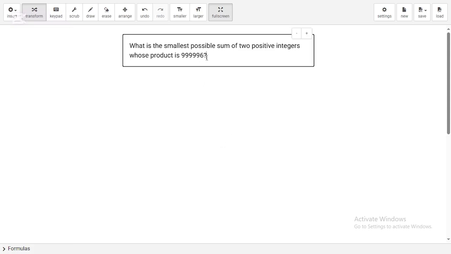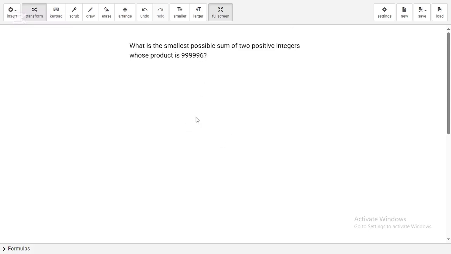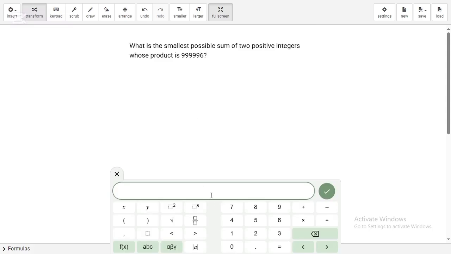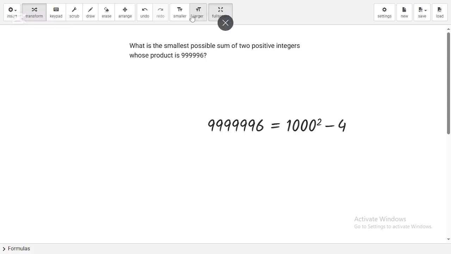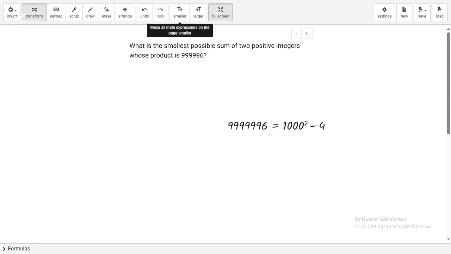And what is coming into my mind now is difference of squares. So I'm just going to do that by saying 999,996 is equal to 1000 squared, then I'll look for another square number. I think the only number that we can subtract from 1000 squared to give us that is 4, which happens to be a square number. So yeah, that makes this a reasonable question.